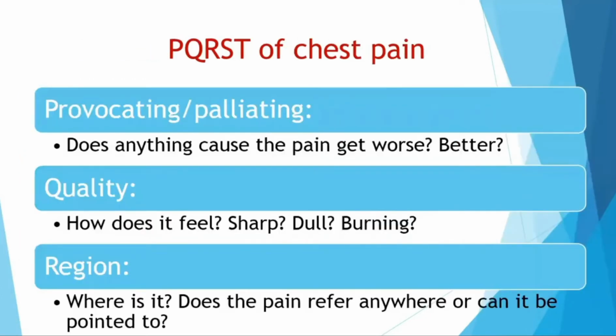The assessment of chest pain, we can assess it by the mnemonic PQRST. P for provoking and/or palliating, which includes: does anything cause the pain to get worse or better? Quality: how does it feel? Sharp, dull, or burning? Region: where is it? Does the pain refer anywhere, or can it be pointed to?